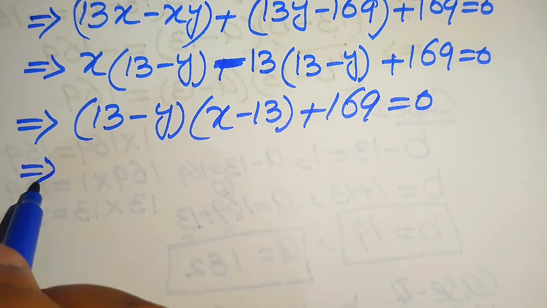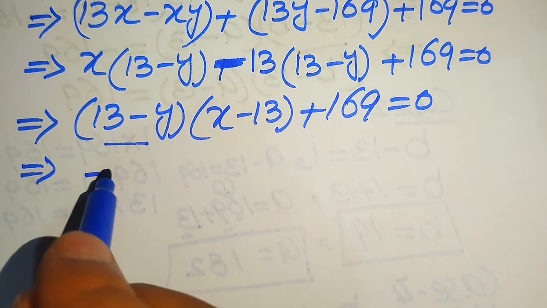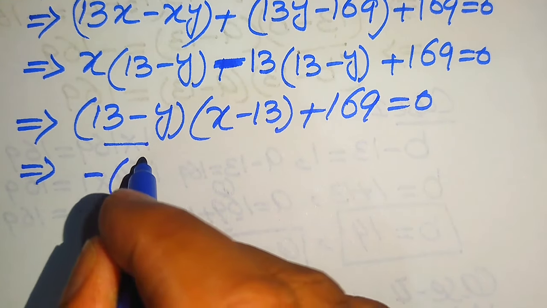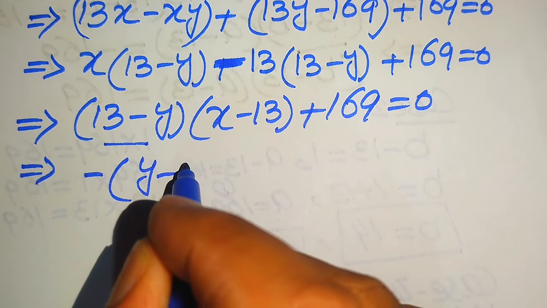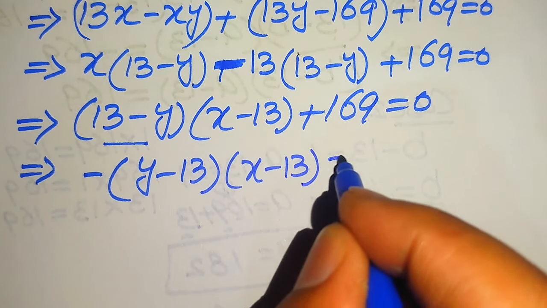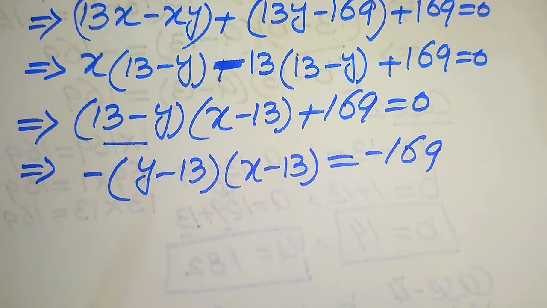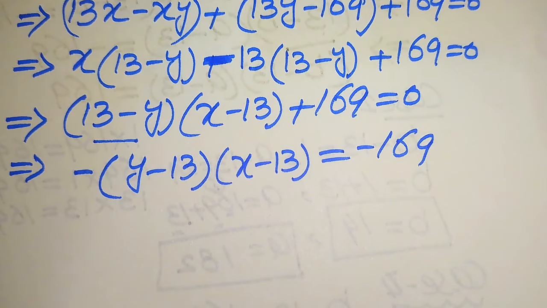So here we move this 169 to the right hand side, and here in the first factor we will take common minus sign in order to make both of these values the same. So we have y minus 13 times x minus 13 equals, when we move this to the right hand side, it becomes minus 169.